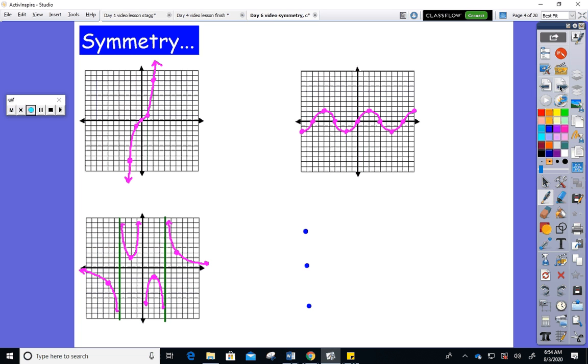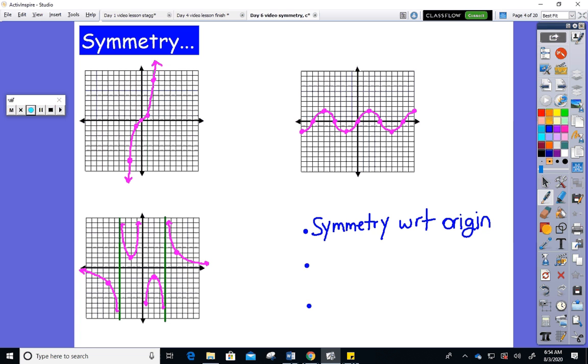Alright, so these graphs, you may not recognize the type of symmetry. This is a harder type of symmetry, in my opinion. So this is called symmetry with respect to the origin. Now, some people will go, well, it's with respect to both the x-axis and the y-axis or something like that. Not really. A circle could be symmetric with respect to both the x-axis and the y-axis, but these are symmetric with respect to the origin. So this is rotational symmetry.